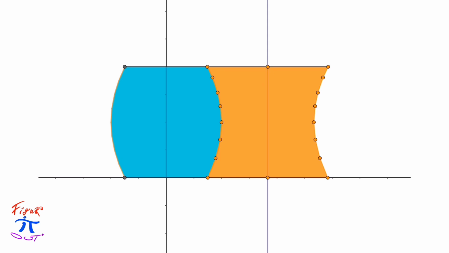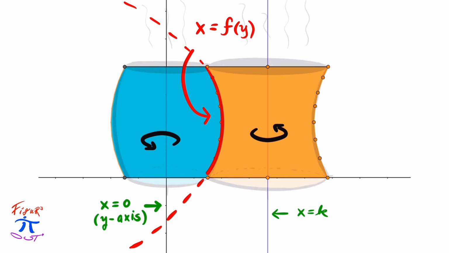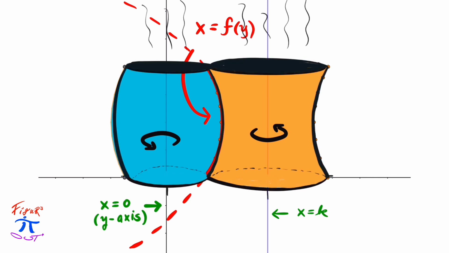We will begin with the cross-sectional areas of our cups. We will rotate one about the x equals 0 or y-axis, and x equals some value k. The curve that fits between the two cups, we'll call that x equals f of y. And that'll be the curve that we rotate about the axes to generate both cups.